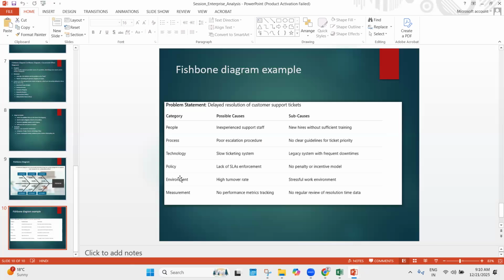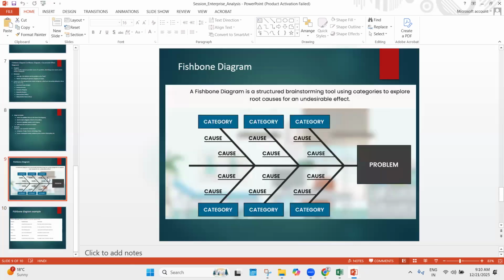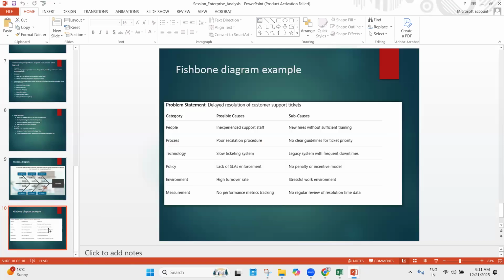So this is how we need to understand the fishbone diagram: it is constructed in such a way that for each category you identify the problem cause and its sub causes. You get this information by performing brainstorming sessions with the clients or the different stakeholders involved in the project.